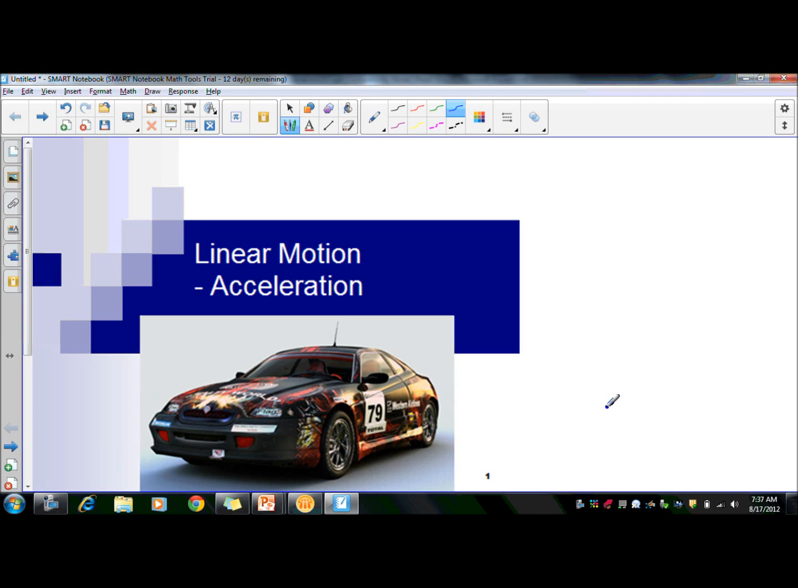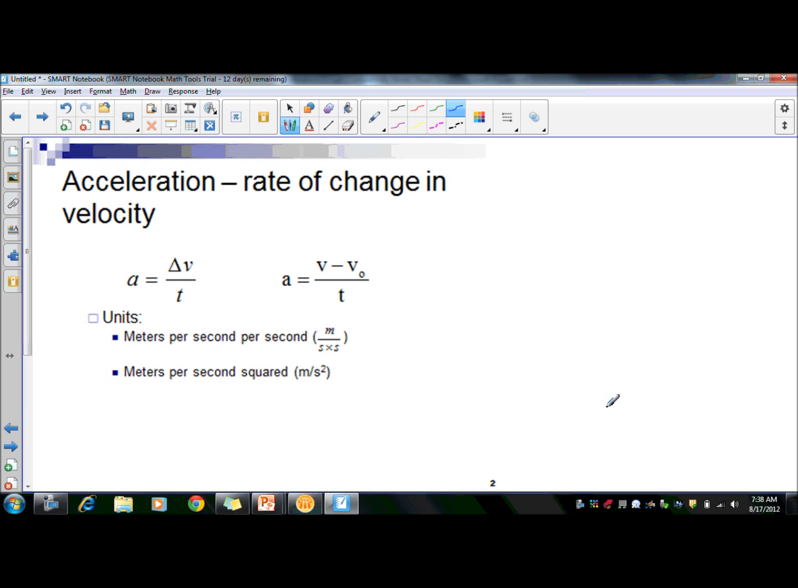All right, so we're going to talk about acceleration now. So let's officially define this. Acceleration is the rate of change in velocity. And we'll make sure that we emphasize that it's velocity. So rate of change of velocity. And so acceleration is denoted by a little a.